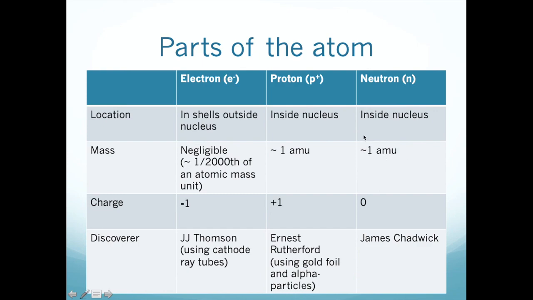Neutrons also weigh about 1 atomic mass unit, and unlike protons, they are neutral. They have no charge. That's the key takeaway in terms of the difference between protons, electrons, and neutrons. Protons and neutrons weigh about 1 atomic mass unit each. Electrons weigh about nothing. Protons are positively charged, electrons are negatively charged, and neutrons are neutral. That's the key takeaway from this.